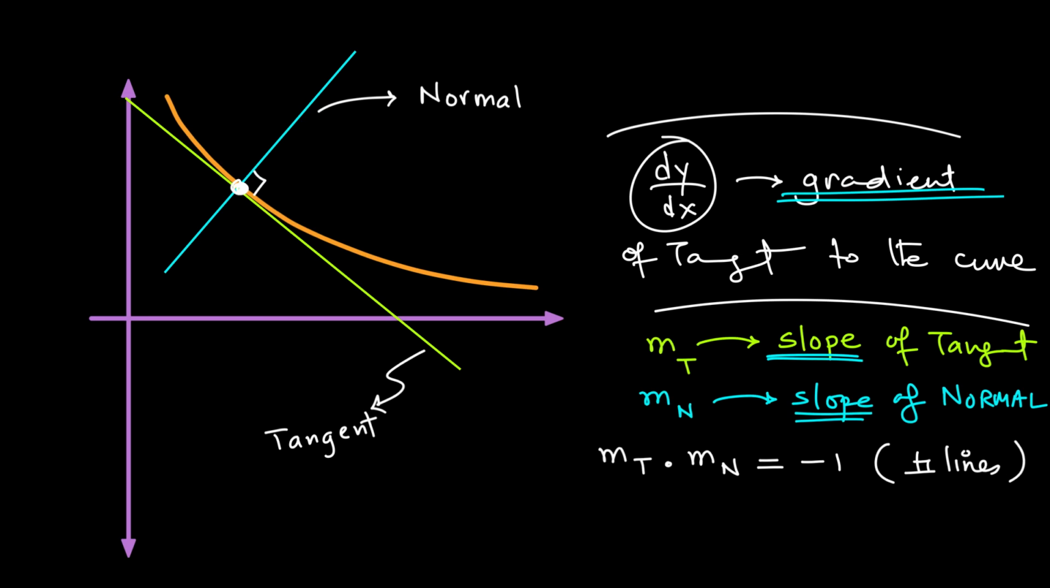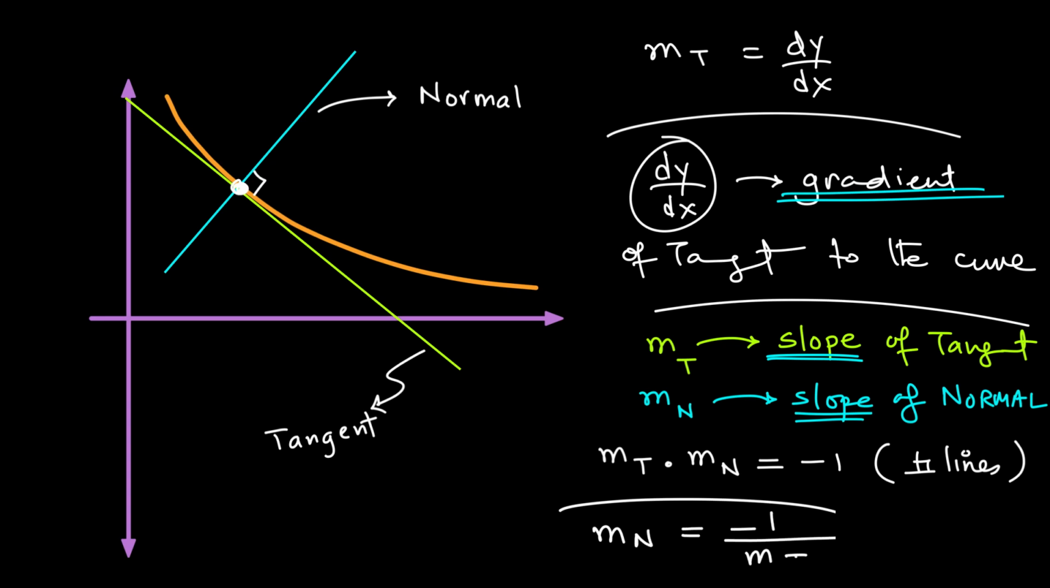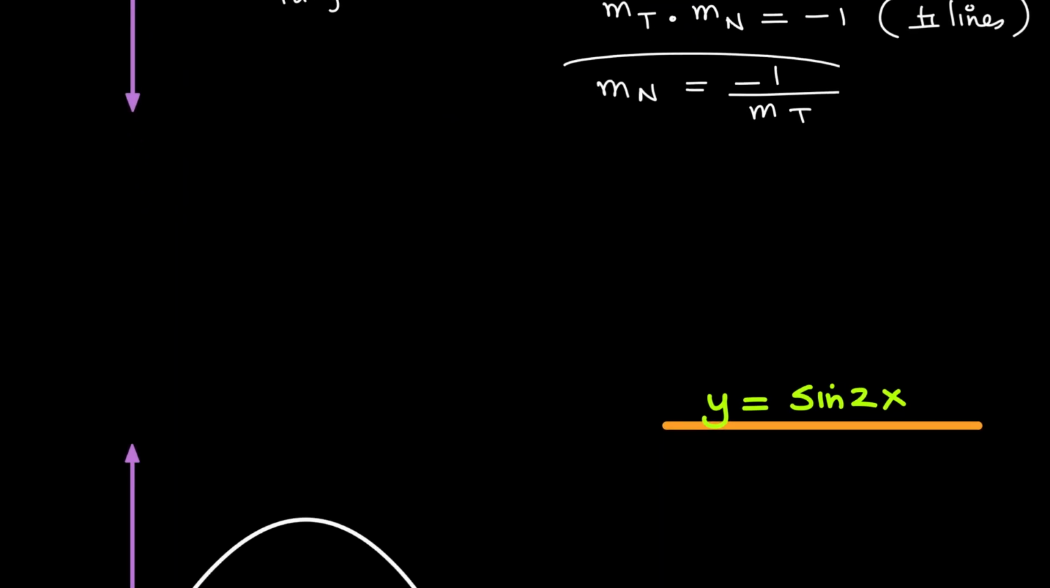If two lines are perpendicular, for example, in this case, the blue line is perpendicular to the green line, their gradients multiply to give you -1. We know that the gradient of the tangent is dy by dx. Therefore, the gradient of the normal will be -1 over the gradient of the tangent. I made the gradient of the normal the subject. This is -1 divided by the gradient of the tangent. Now let's put this to practical use.